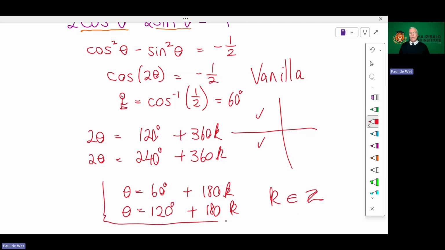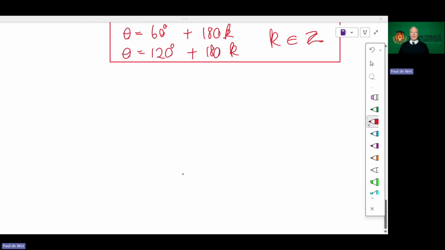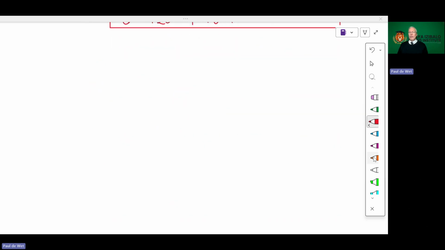Okay, so knowing one's identities, crucial. All right, I'm going to pull up another example just for us to have a look at here. And I'm going to ask you just to think how you might solve this one. 2 cos squared theta plus 3 sine theta minus 3 equals 0.